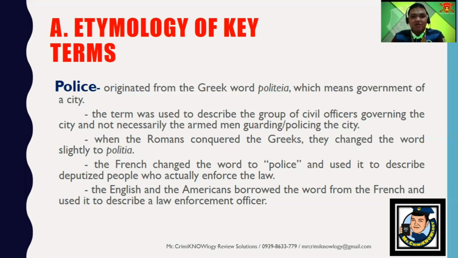The English and the Americans borrowed the word from the French and used it to describe a law enforcement officer. So today, the English term police, as we know it, refers to law enforcement officers, regardless of what the countries are calling them.